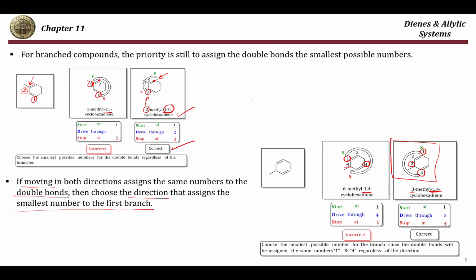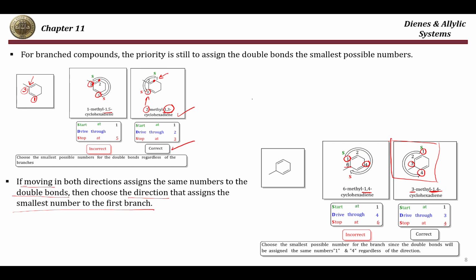3-methyl-1,4-cyclohexadiene. So in cyclic systems, just try to give your double bonds the smallest possible numbers, and only if you ended up with the same set of numbers, then move on to the branches rule. And of course, if you ended up again with the same set of numbers, then go for alphabetical order rule.